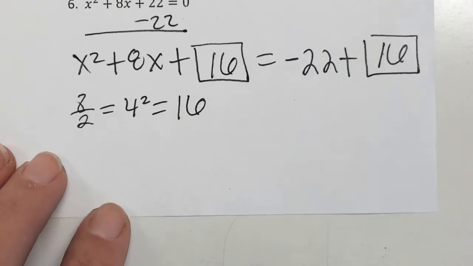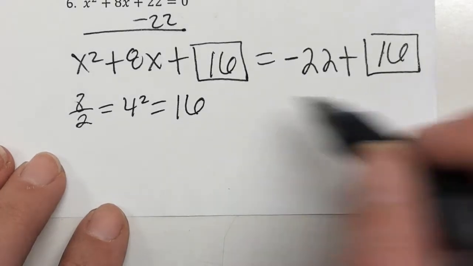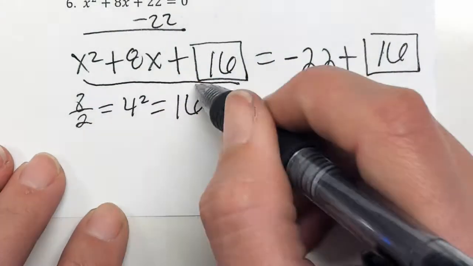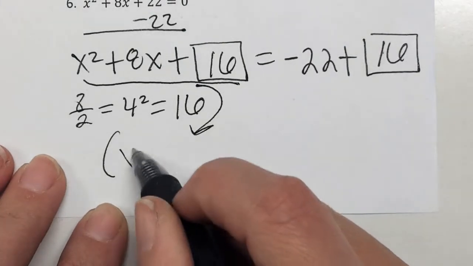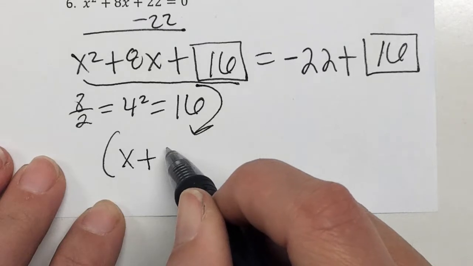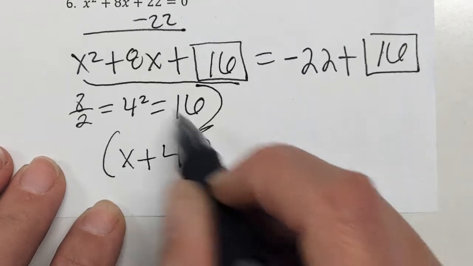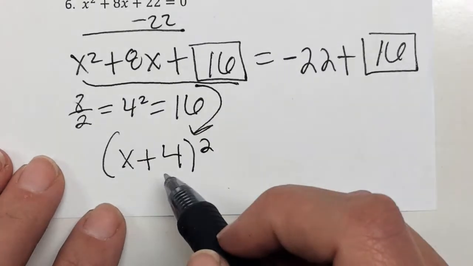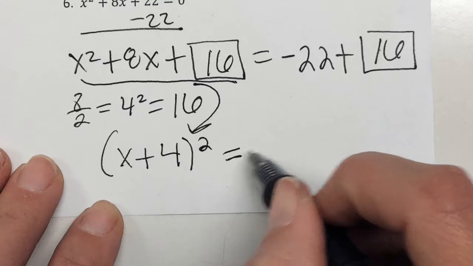What now? Let's fix this side first. How is this going to be as a binomial? Plus 4. Good. It's always going to be half of this. So before you square it, that's the number that goes here. What's on this side?